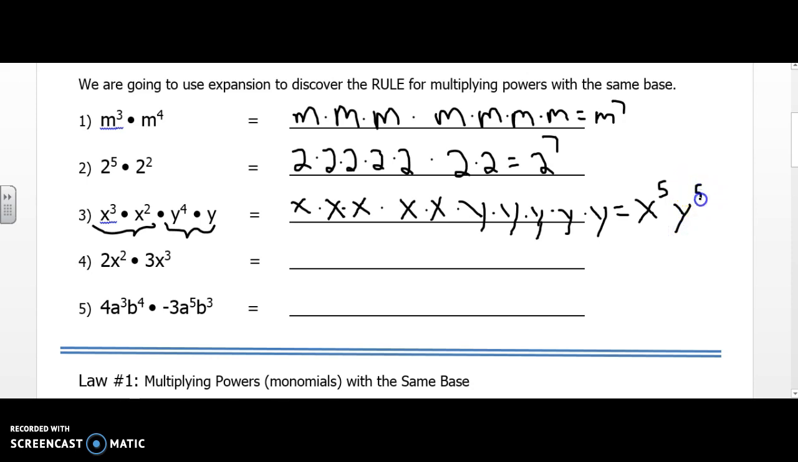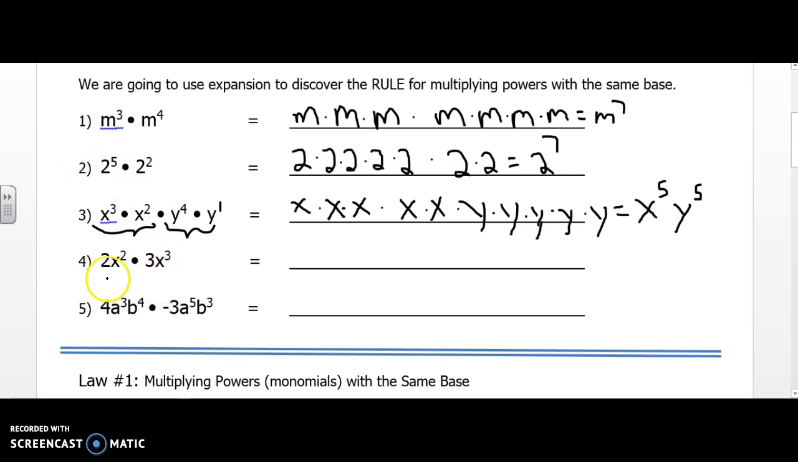Once again, do you see a connection between this and this and this and this? Just to give you a little hint, remember that the y technically has an exponent of 1. Again, hopefully it matched your predictions for what happened in 2 and 1. Let's look at number 4.